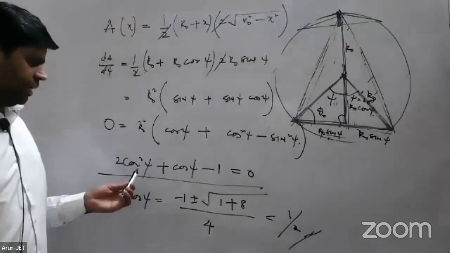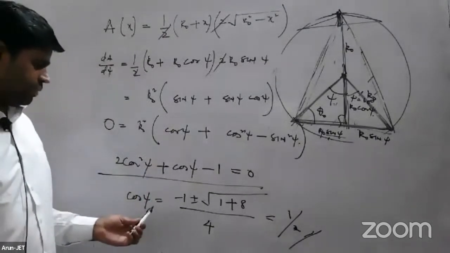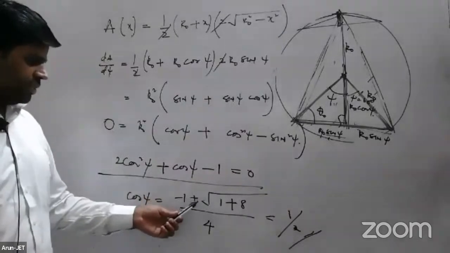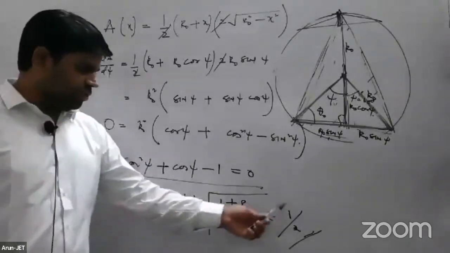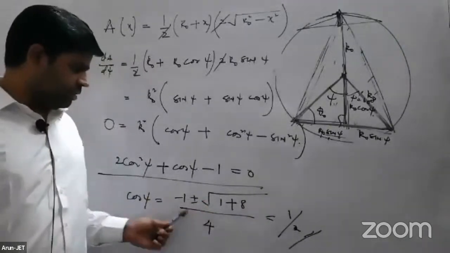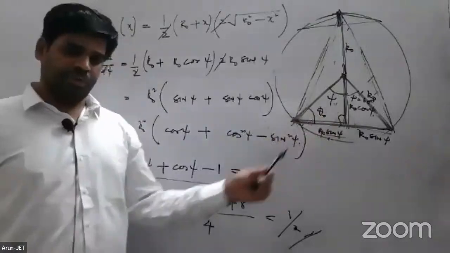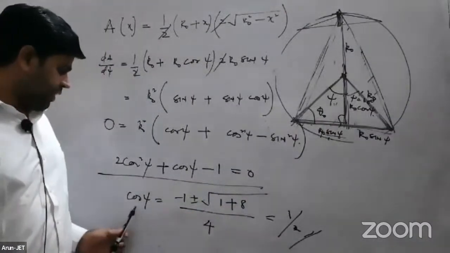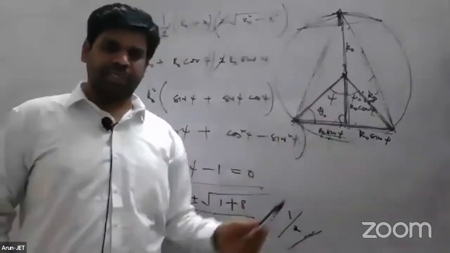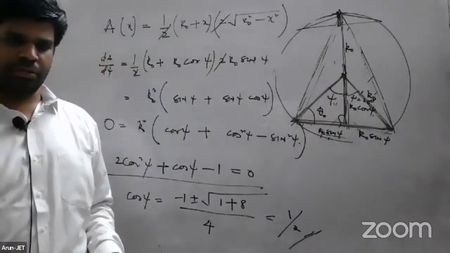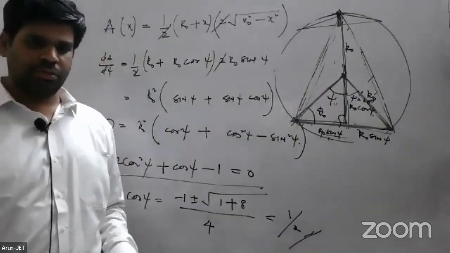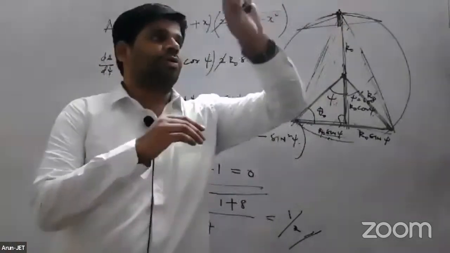I got a quadratic in cos psi. I find the roots. Cos psi is equal to minus b plus or minus root of b square minus 4ac by 2a, which is equal to 1 by 2. Right? I want the acute value of psi. So I get psi is equal to cos inverse of 1 by 2. I get 60 degrees. Is it okay? I'm going forward now. Yes, sir. All right.